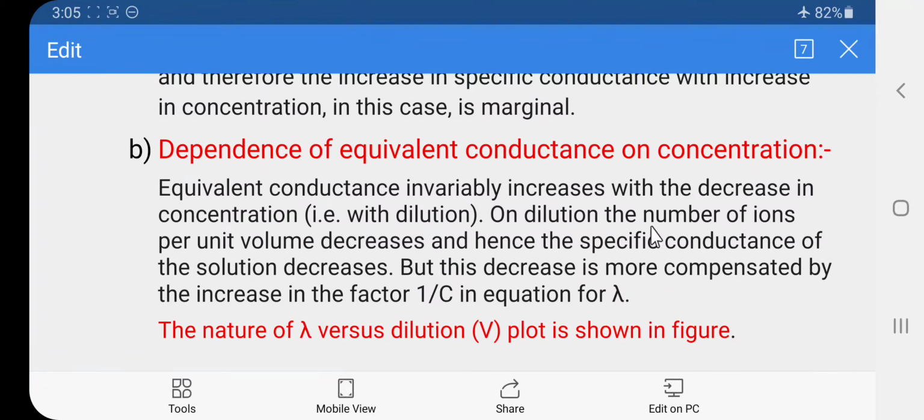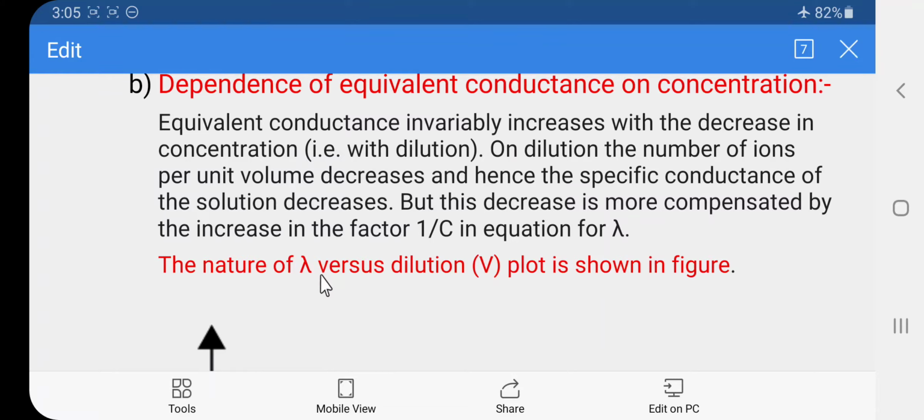On dilution, the number of ions per unit volume decreases, and hence the specific conductance of the solution decreases. But this decrease is more than compensated by the increase in the factor 1 upon C in the equation of lambda. So here the equivalence conductance invariably increases with the decrease in the concentration. We are going to consider the decrease in concentration in terms of dilution.